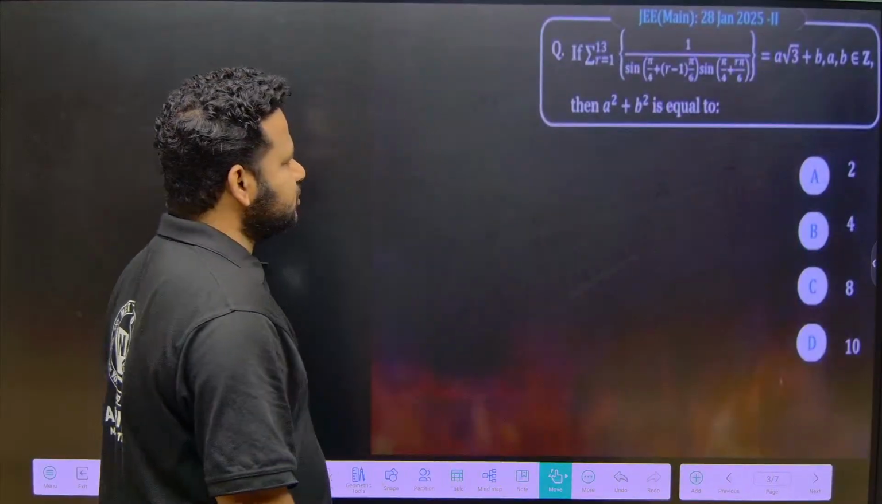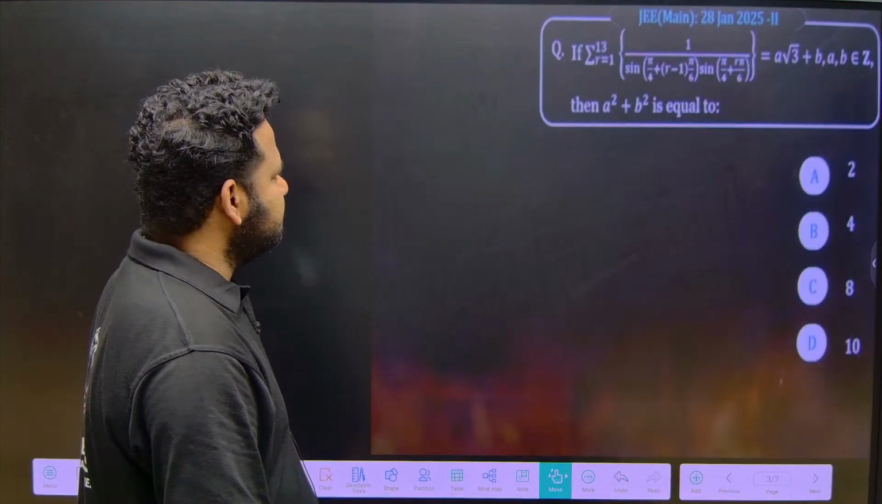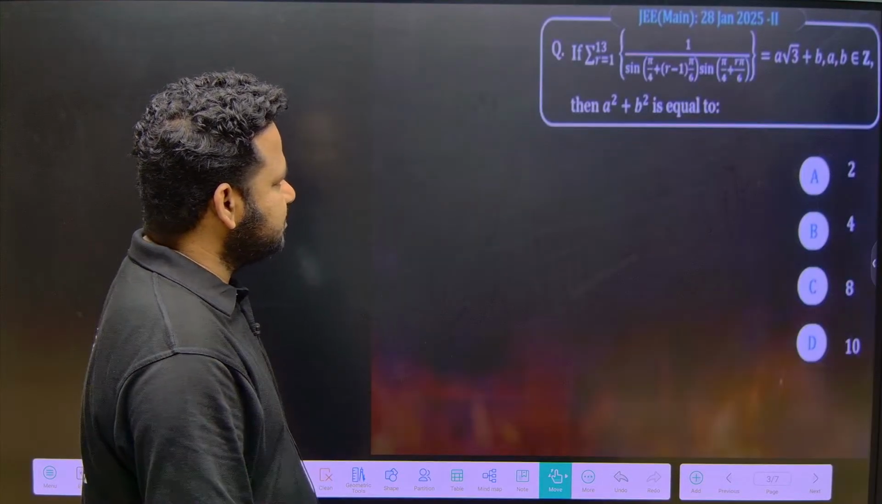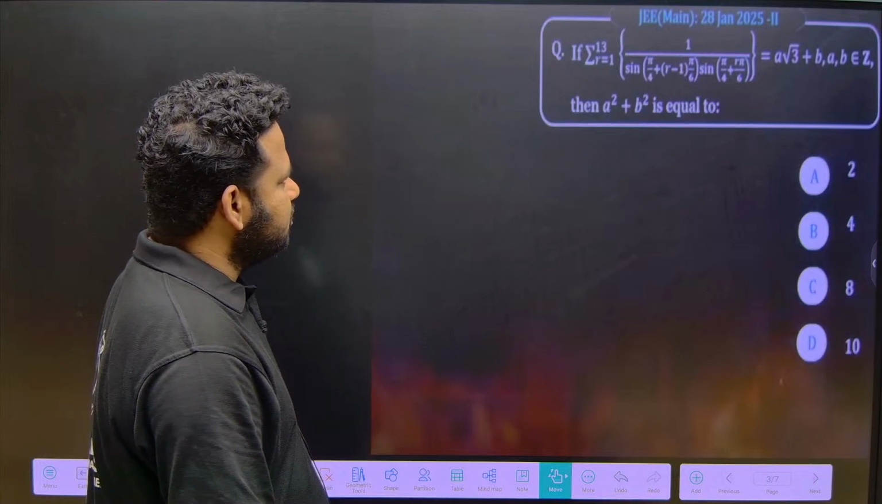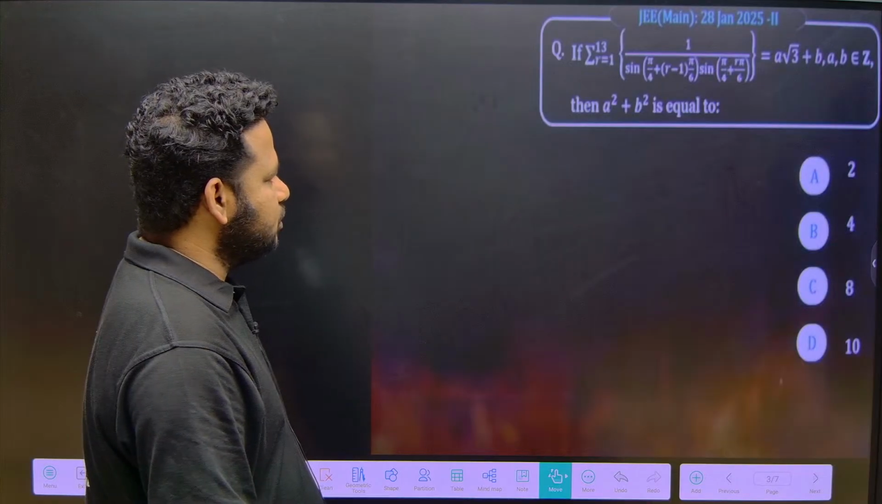Have a look at this question. Here, the summation of r running from 1 to 13 of 1 by sin of something into sin of something is given as equal to a root 3 plus b, where a, b belong to Z. Then they are asking for a square plus b square.